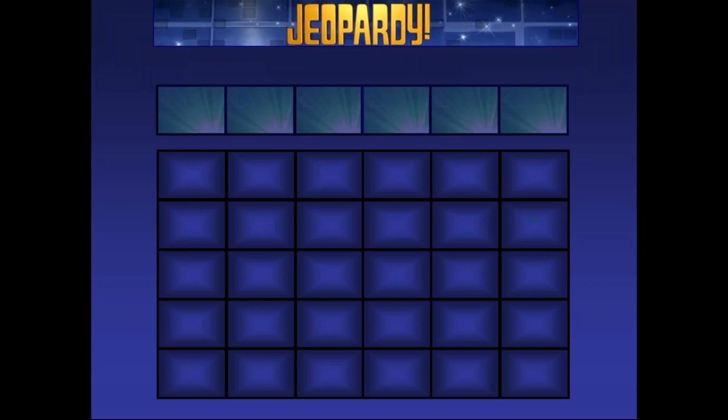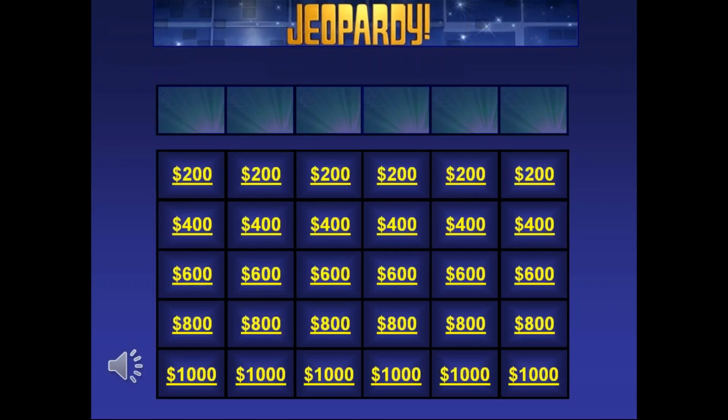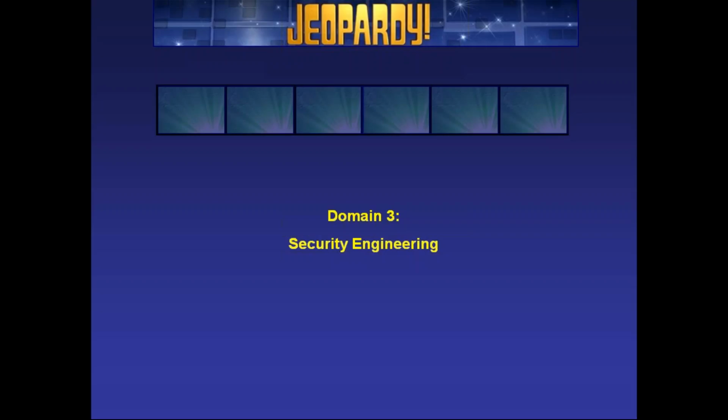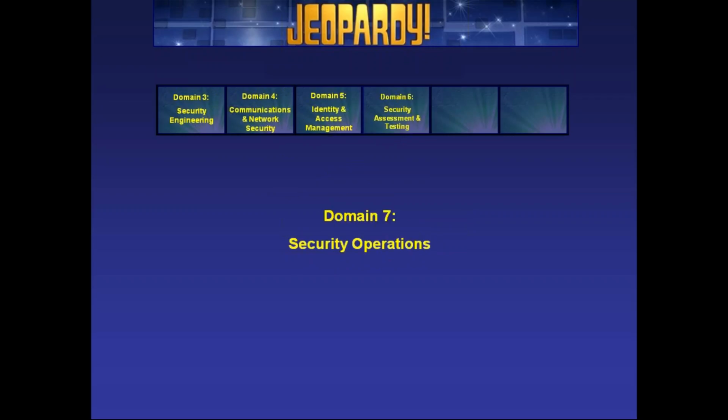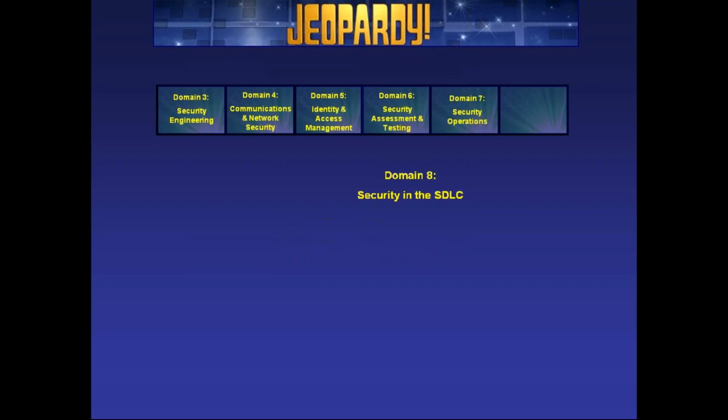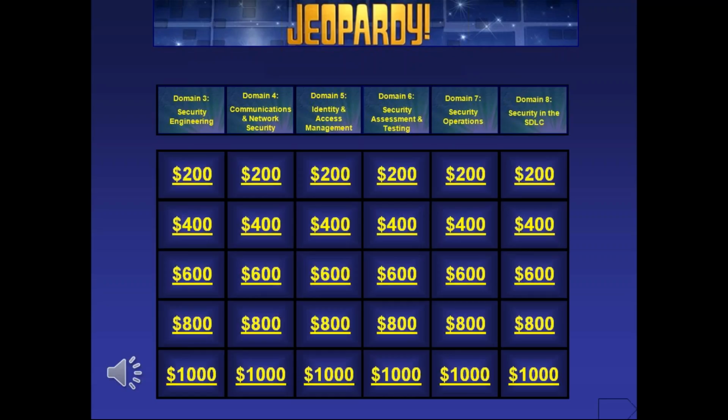Jeopardy! This is round number 4. First domain is domain 3, security engineering. Domain 4, communications and network security. Identity and access management, security assessment and testing. The only domain that was added brand new, or brand new information from the 10 domain format. Domain 7, security operations. Domain 8, security in the system development lifecycle.